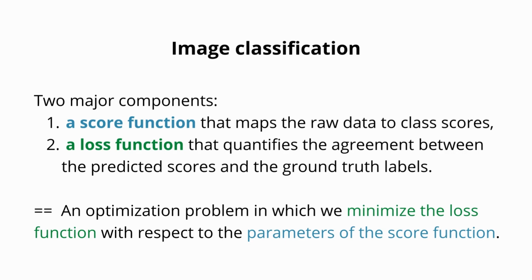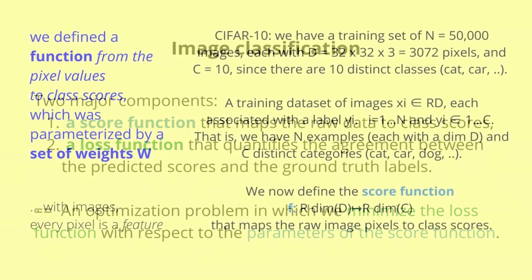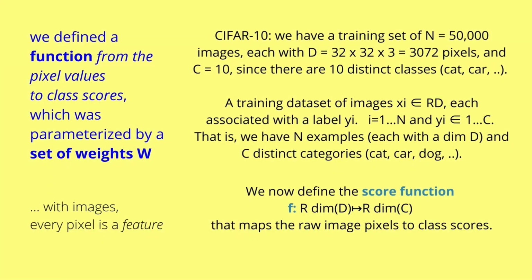We have two functions. Remember, we have a score function that maps the raw data to a class score, and we have a loss function that quantifies the agreement between the predicted scores and the ground truth labels. It is an optimization problem in which we minimize the loss function with respect to the parameters of the score function. And if you read a sentence like the blue sentence on the top left corner, we define a function from the pixel values to class scores, which is parameterized by a set of weights.